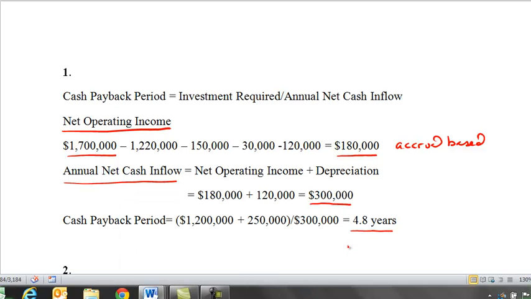Now remember, our useful life is 10 years. So we are going to recoup our investment within 4.8 years, or less than half of the useful life of this equipment investment. So that's a pretty good investment, and most companies would say accept it. But because this does not look at the time value of money, this should not be the only method that we use to make our decision.